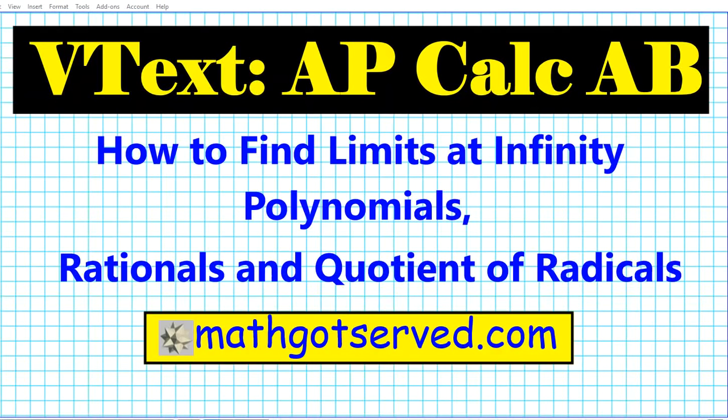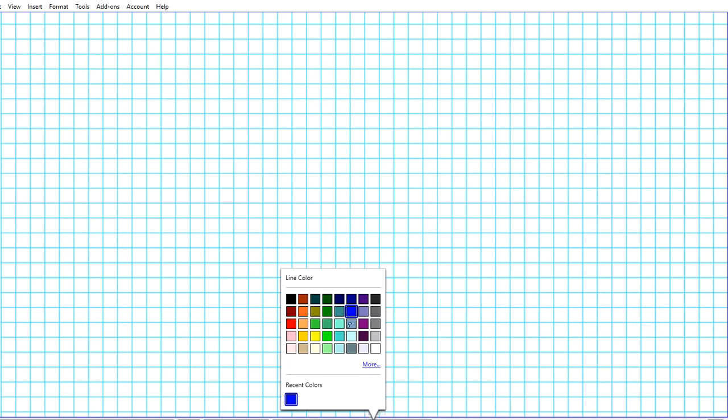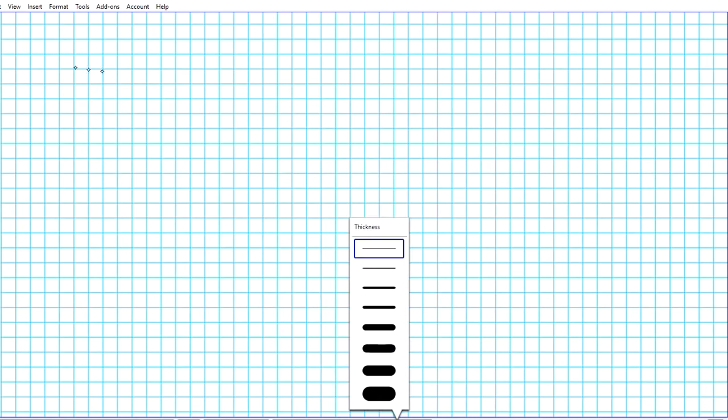In this clip we're going to be going over how to find limits at infinity. We're going to be taking a look at polynomials, rationals, and quotients of radicals. To get started, we're going to go over the procedure that will guide our problem solving process. We're going to take a look at three cases, and these cases are determined by how the degree of the numerator compares to the degree of the denominator.